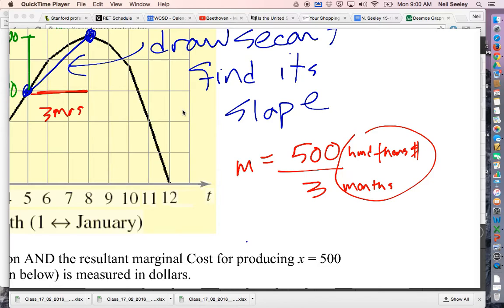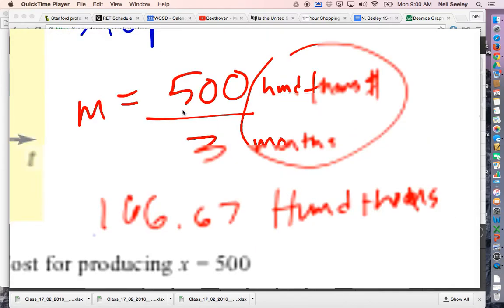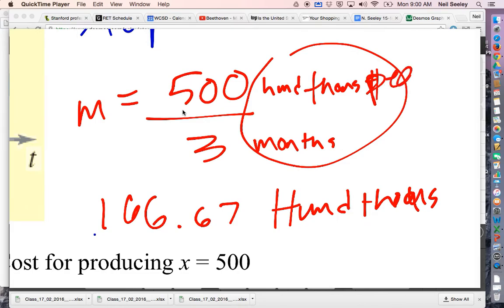500 divided by 3, get back to where I was. I get the total of 666 2/3, or 6.6, we call it 6.7, so this would be 166.67 hundreds of thousands per month. Is it dollars? Oh, people. Of people, not dollars. Thinking a different problem. Of people, PPL, per month.